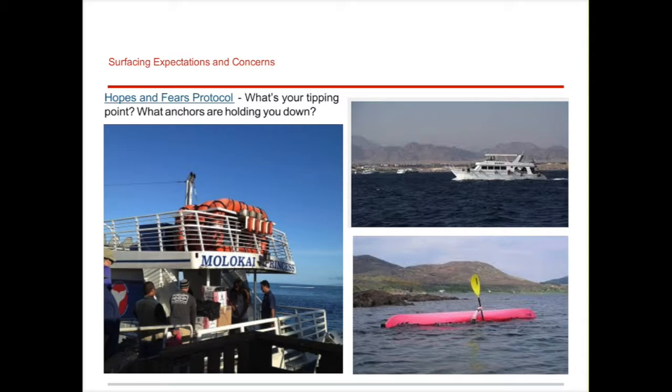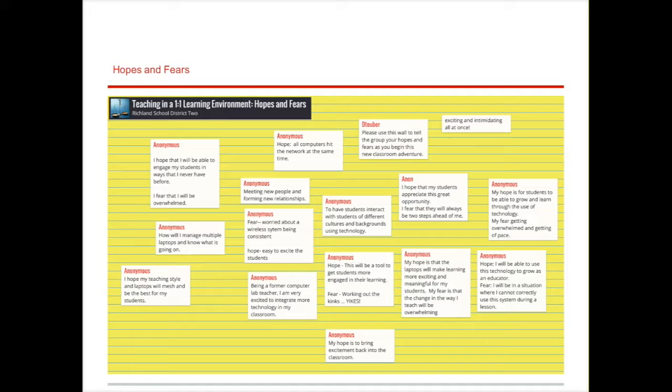And I will move forward and share with you, this is one of the first hopes and fears walls that we created. What we found from this wall, where we let teachers post their hopes and their fears, was very telling. There were some themes and some similarities in the staff's comments.